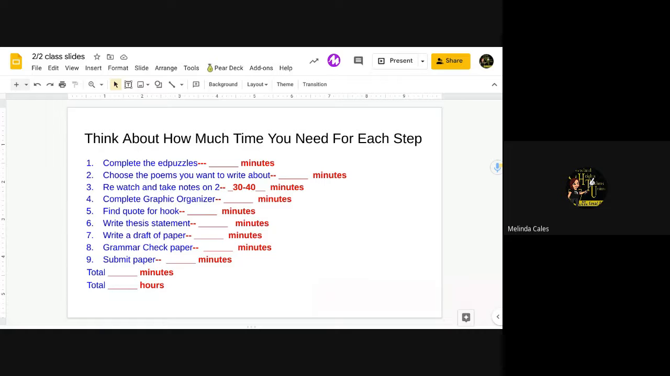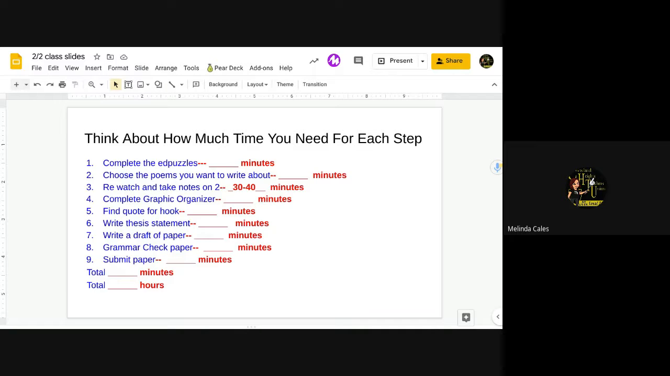So I told you these are the steps that we're probably going to need to do in order to write our paper. We've got to complete the Edpuzzles that were assigned this week, choose 2 of them to write about, rewatch them, take some notes, complete the graphic organizer, find some kind of hook for our paper that's going to make somebody want to read it. It's going to stand out, be a little bit different than everybody else's. Write a thesis statement, draft our paper, check the grammar on the paper, read it out loud to somebody, make sure it makes sense, and then submit the paper. And then we have to figure out all of these things. About how much time is it going to take us to do them?